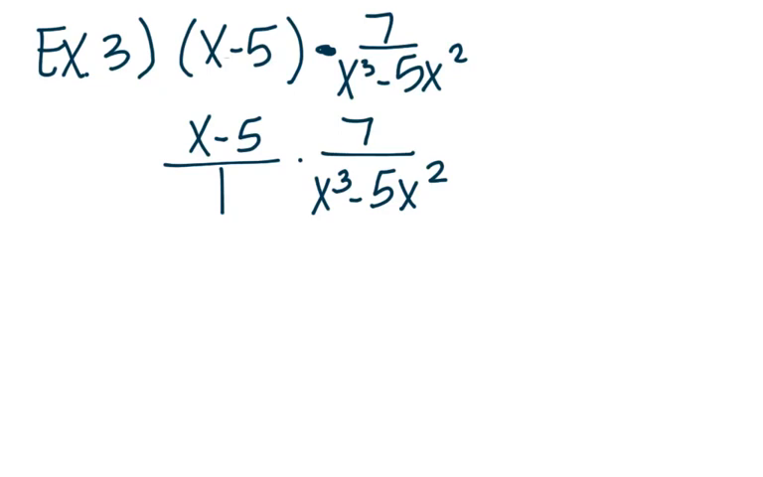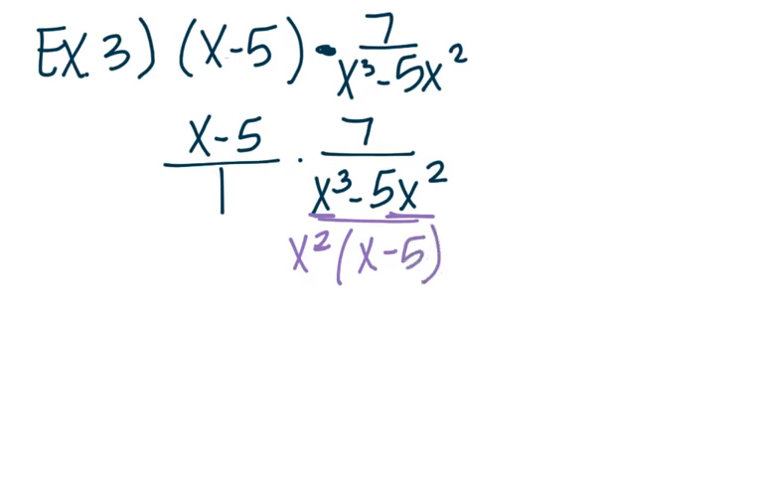From there, remember the first thing we had to do was factor everything completely in our step-by-step rules on your notes. So everything is factored except for this denominator. So we are going to factor that out. We can factor out x squared because we have x to the third minus 5x squared, and that all has x squared in common. So it's going to be x squared times x minus 5.